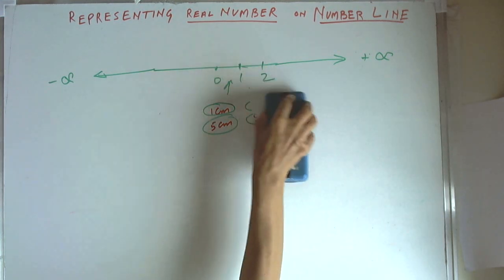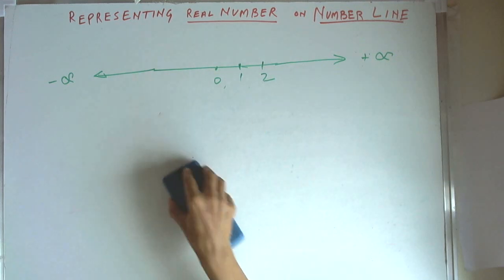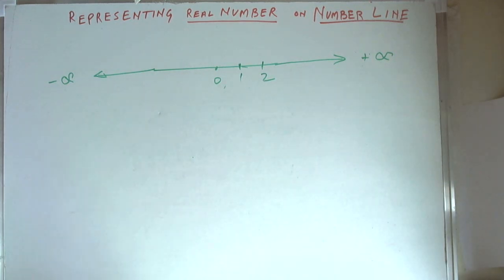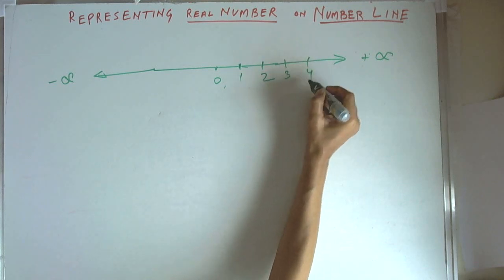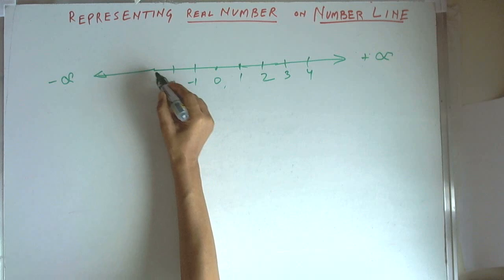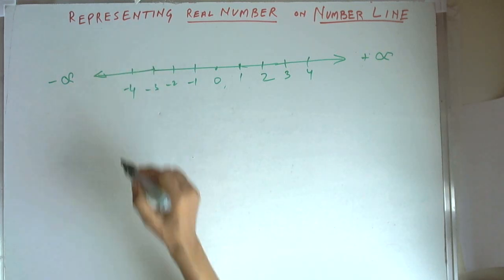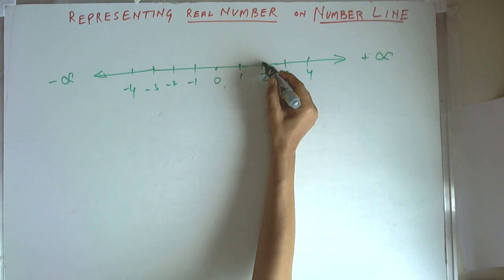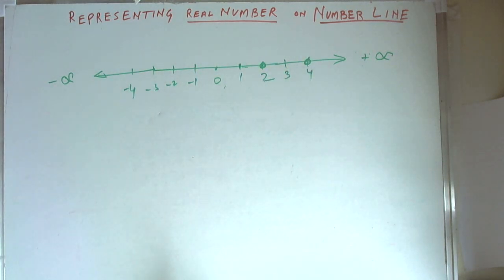So now suppose we need to represent 2 and 4. We will take this number line, and if the question says please represent numbers 2 and 4 on the number line, we know that this is 3, this is 4. On this side it is -1, -2, -3, -4. So we simply point that 2 is here and 4 is here. These are the two numbers.